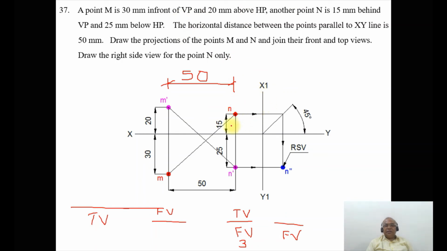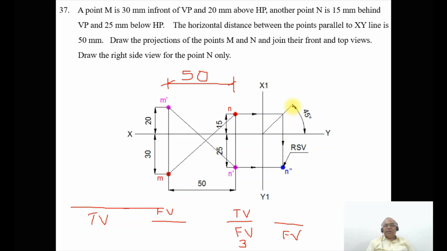Therefore you take any convenient distance from projector N and draw one more line, which is the X1 Y1 line. Then you draw a horizontal projector from N dash to the profile view. Using the protractor, at the intersection of X1 Y1 and XY line, you measure an angle of 45 degrees adjacent to the top view of the third quadrant and draw an inclined line. Draw a horizontal projector from N to the 45 degree line, and from here draw a vertical projector. Both the horizontal projector drawn from N dash and the vertical projector drawn from the 45 degree line intersect at this point, and we mark this point as N double dash.